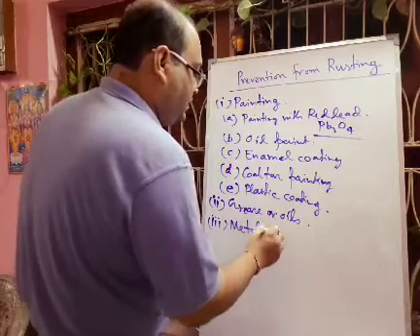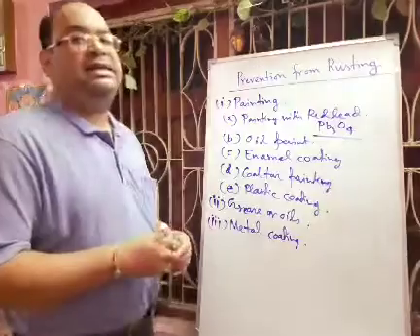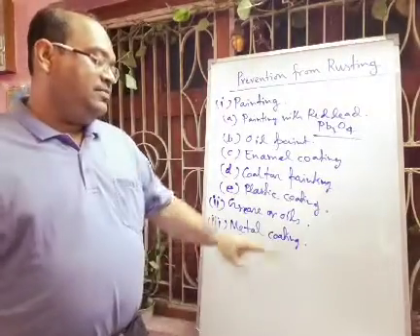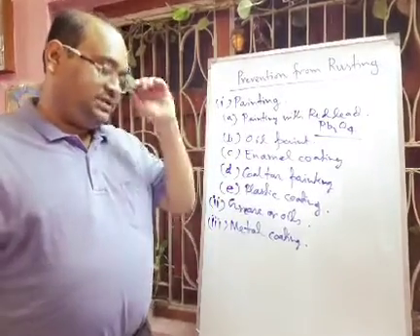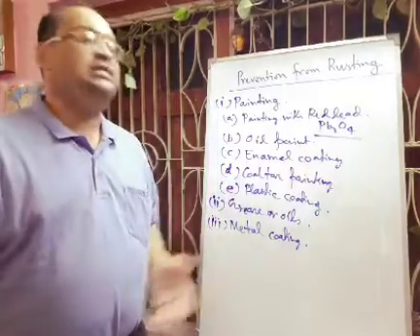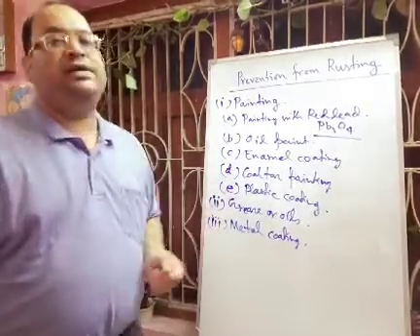Next we will do metallic coating. Now what is metal coating? We have to use some metal on the iron surface. If we make a coating on the iron surface with a metal that is more reactive than iron, definitely it will react, and iron will not react. In this way we can prevent rusting.